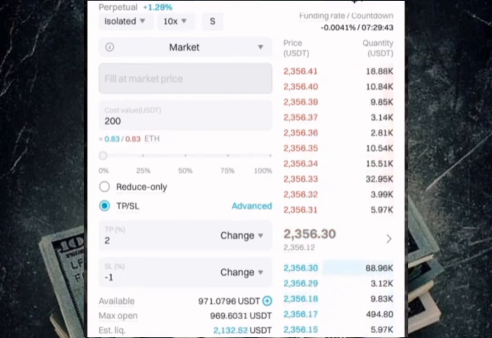So if it moves down by 1%, that means the amount I'll be losing will be 1 times 10, which is 10%. So I hope you understand. So these are different ways you can set your take profit and your stop loss.